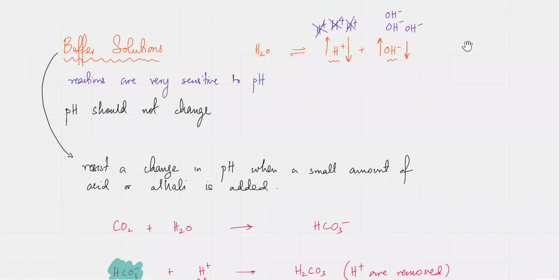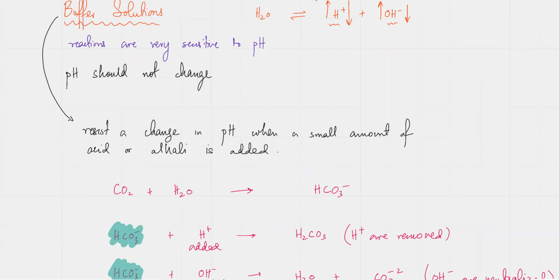So buffer solutions. We know that all reactions are very sensitive to pH. Everything is happening in water, H plus one and OH ion concentrations. They matter a lot to reactions. Some prefer acidic conditions, some prefer basic conditions. So the pH should not change. You need something to resist a change in pH when a small amount of acid or alkali is added.